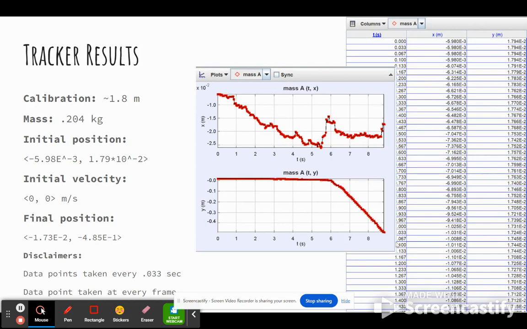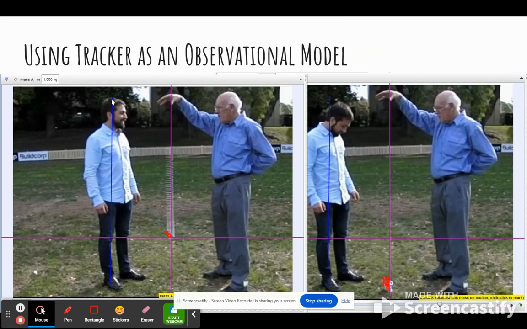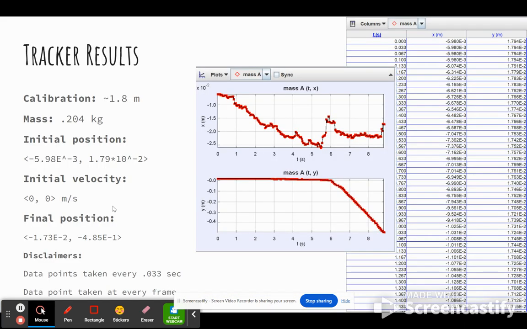These are all my data points, and these are the graphs. Basically, what I did here is I calibrated this using the height of the man as about 1.8 meters. And then I found the given mass of the slinky online, which is 0.204 kilograms. The initial velocity is just 0, and the final position was given off my data table. Some disclaimers: a data point was taken every 0.033 seconds, at every single frame.